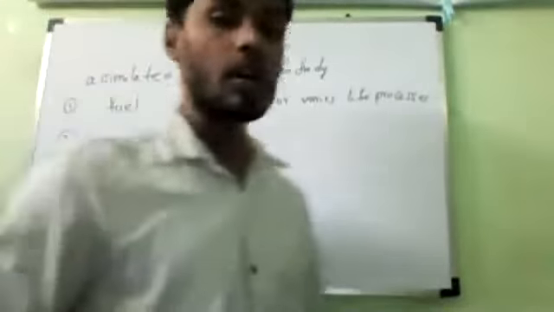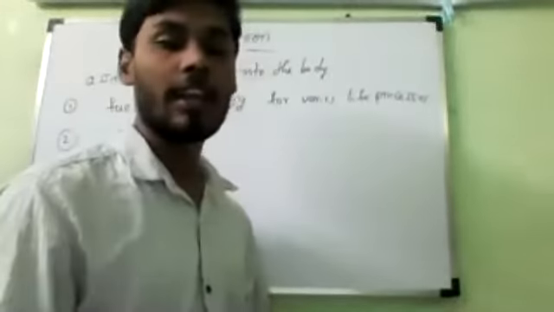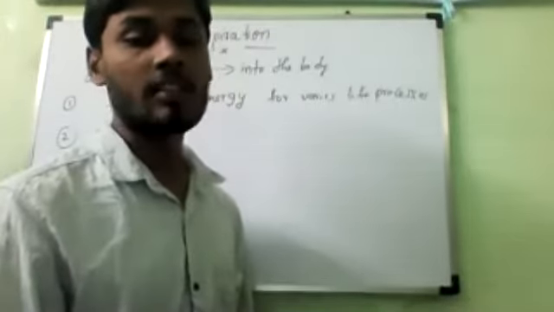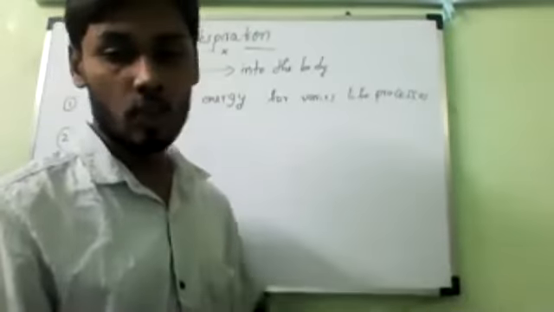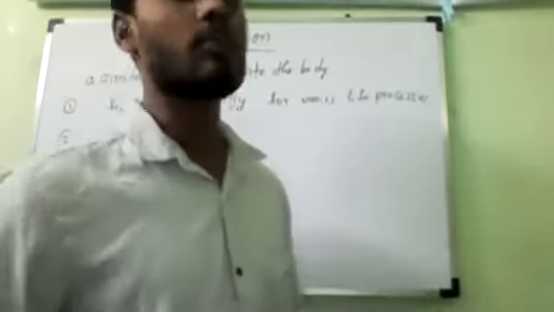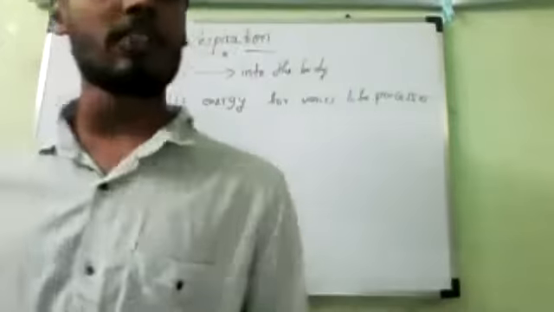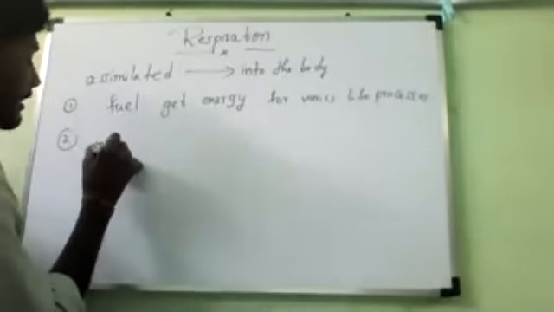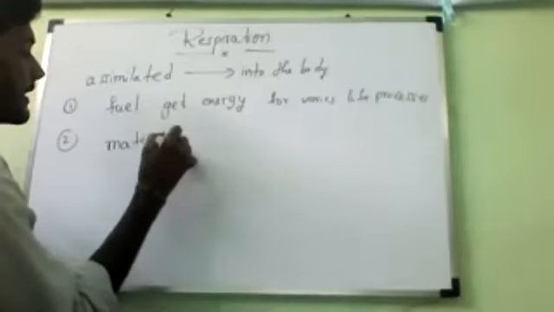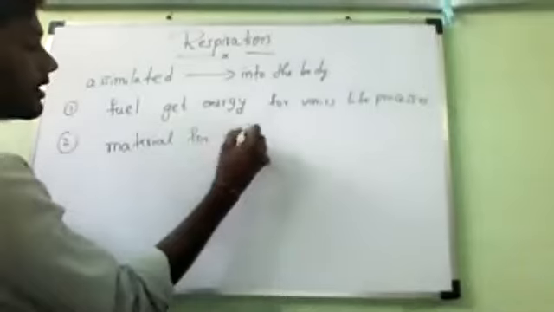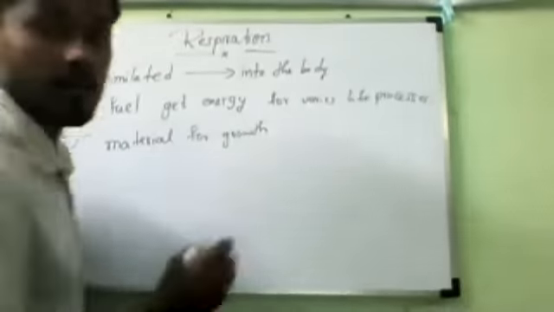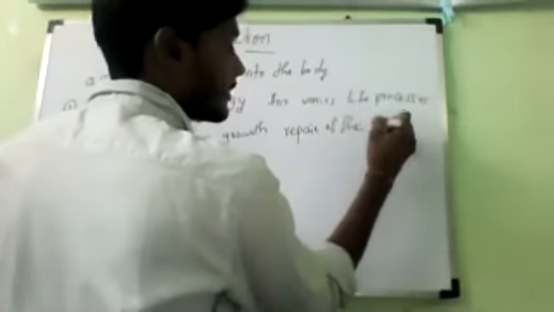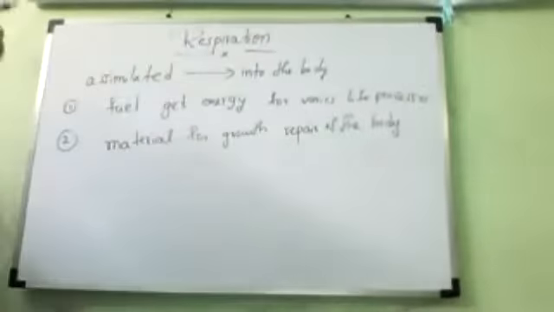As we know, in our body millions of cells die and millions of cells are produced again, and our body also grows. So where will they get the material to reform the body, for growth and repair of body cells? What is the second purpose of assimilation of food? Growth and repair. It is used as a raw material for body growth as well as repair of the body. So these are the two important uses of assimilation of food.